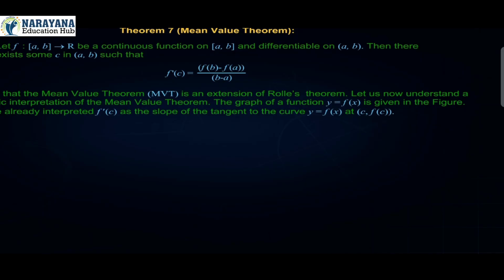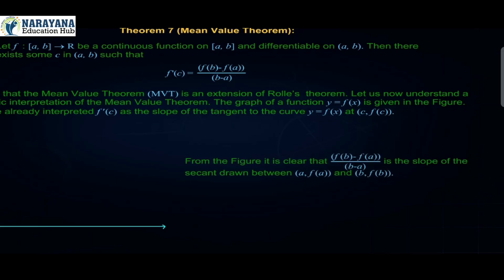Let us now understand a geometric interpretation of the mean value theorem. The graph of a function y = f(x) is given in the figure. We have already interpreted f'(c) as the slope of the tangent to the curve y = f(x) at (c, f(c)). From the figure, it is clear that (f(b) - f(a))/(b - a) is the slope of the secant drawn between (a, f(a)) and (b, f(b)).